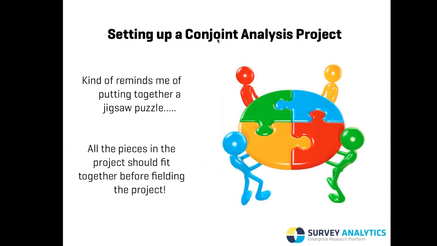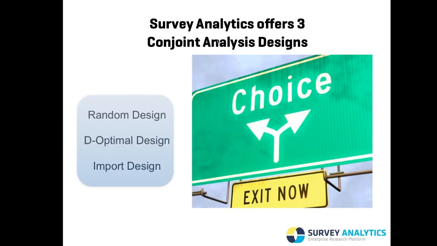So setting up a conjoint analysis project, it's a bit like a jigsaw puzzle. You've got to work out the different pieces. You've got to work out who your target population is. You've got to work out the attributes that you want to test, the levels of the attributes. You have to decide the design. That's relatively easy. And so once you've got all those things together, you can start running your project. Next slide, please. Going back to the designs, next slide.